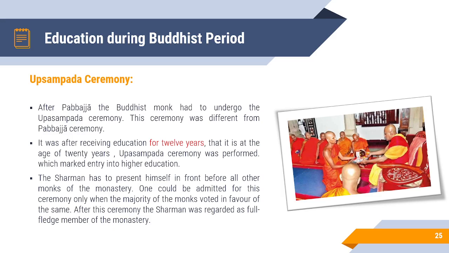One could be admitted for this ceremony only when the majority of monks voted in favor of it. After this ceremony, the sermon was regarded as a full-fledged member of the monastery. So that means any sermon who, after leaving all caste and religious identities and taking admission in monasteries, and after getting education for 12 years, wants to enter higher education, goes through this ceremony.